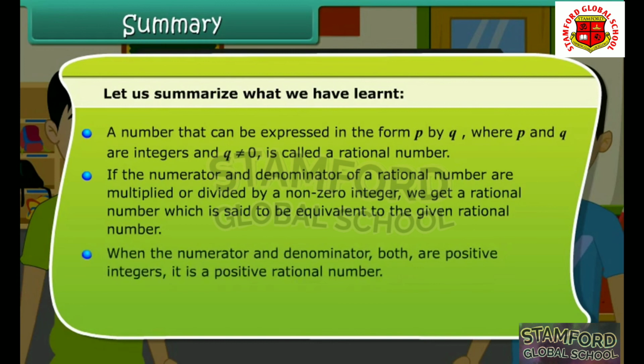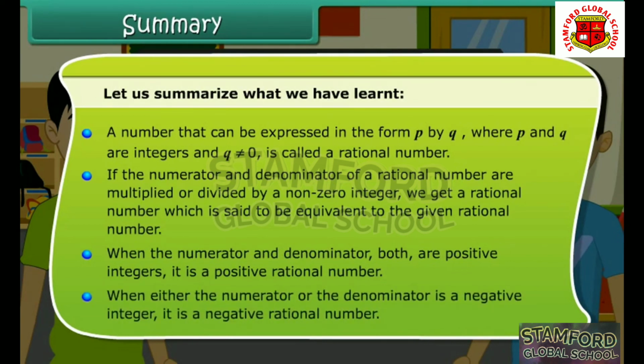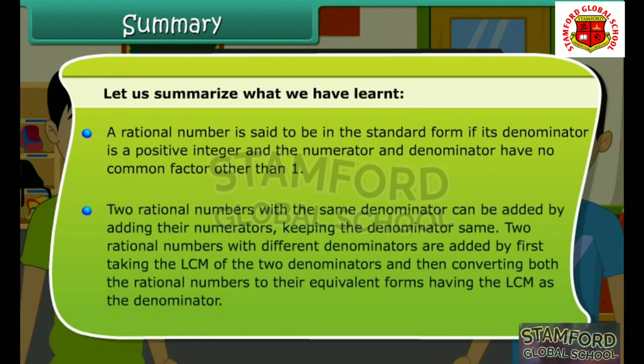When the numerator and denominator both are positive integers, it is a positive rational number. When either the numerator or the denominator is a negative integer, it is a negative rational number. A rational number is said to be in the standard form if its denominator is a positive integer and the numerator and denominator have no common factor other than 1. Two rational numbers with the same denominator can be added by adding their numerators, keeping the denominator same.